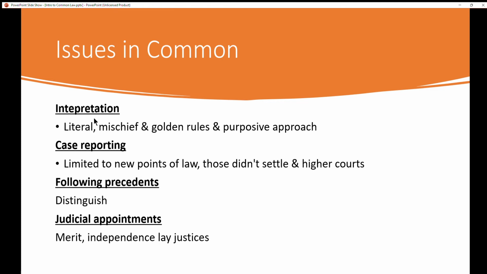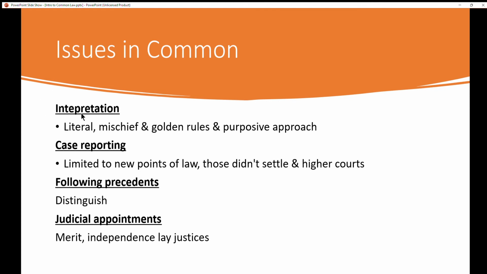Mischief rule says what is the problem that the legislation is trying to solve. And then we got the golden rule. Golden rule is almost like the purposive rule. It asks what is the purpose of parliament when they create the legislation. Right?